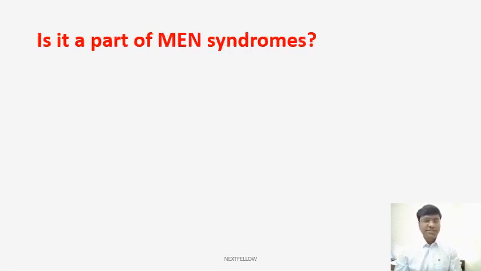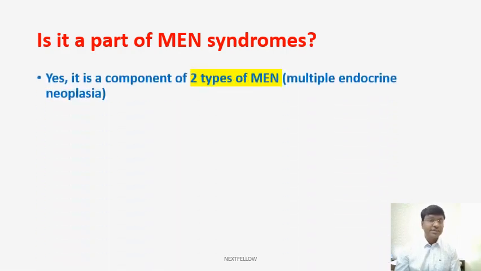Now the question is, is medullary carcinoma of thyroid a part of a MEN syndrome? Yes, it is a part of MEN syndrome. See, MEN syndromes: we have MEN1, MEN2, MEN3, and then MEN4. Multiple endocrine neoplasia type 2 is of two types, MEN2A as well as MEN2B. MEN2B is nothing but your MEN3, right?